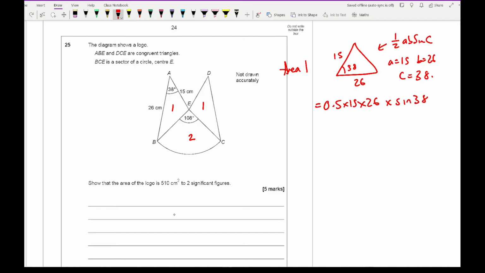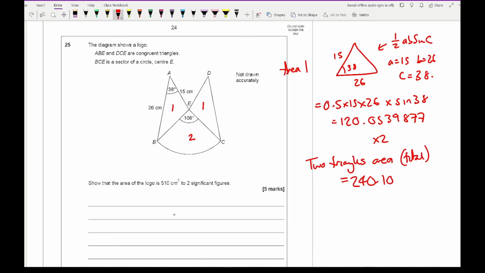I get an answer of 120.0539877. If I multiply that by 2, because I've got 2 of them, the 2 triangles' area in total is going to be equal to 240.10774.